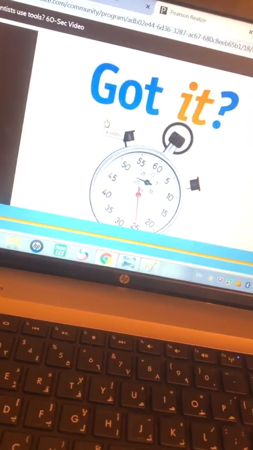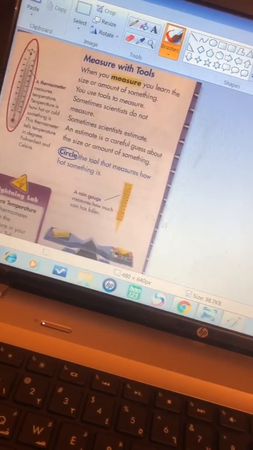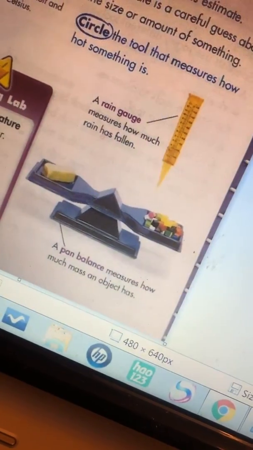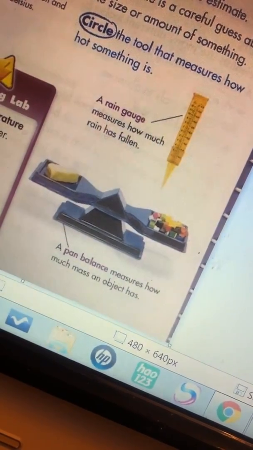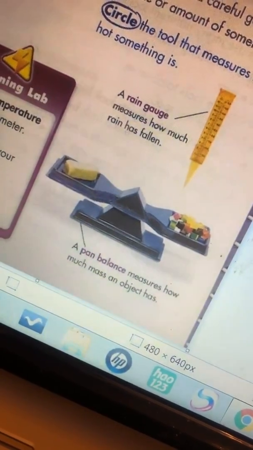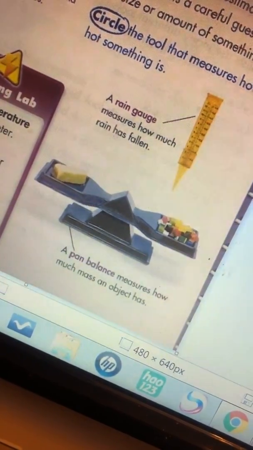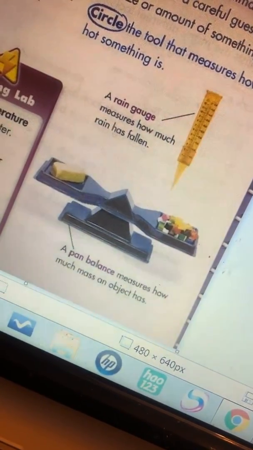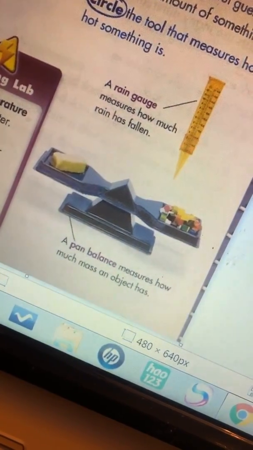Okay, nice. We have one more measuring tool, which is a pan balance. The balance measures how much mass an object has. So this is the sixth measuring tool, which is called a pan balance. So what does it measure? It measures how much mass an object has. As you measure your weight, we can also measure the mass of some objects with this balance. So this is number 6.